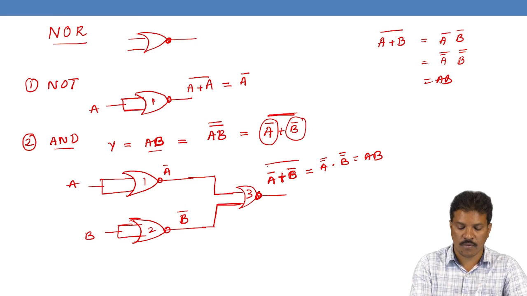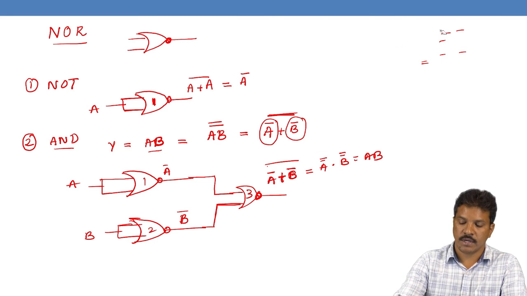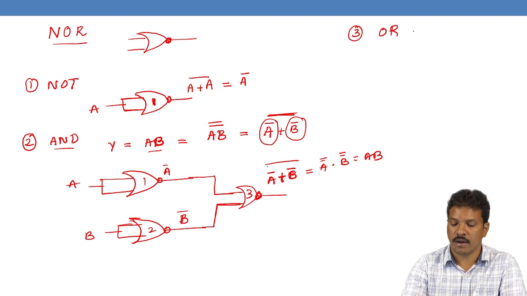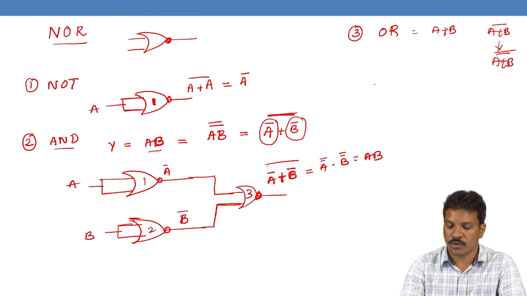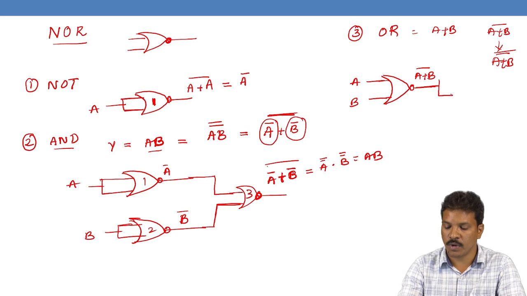In order to get a NOT gate, we need only one NOR gate. Now how to draw OR using NOR? For OR, we require only two gates. The Boolean expression for OR is A plus B. The NOR gate expression is A plus B whole bar, so to get A plus B we take the complement, using one extra inverter. If you take a two input NOR gate with inputs A and B, you will get A plus B whole bar. This output is given to a single input NOR gate, and you will get A plus B, which is the OR expression.